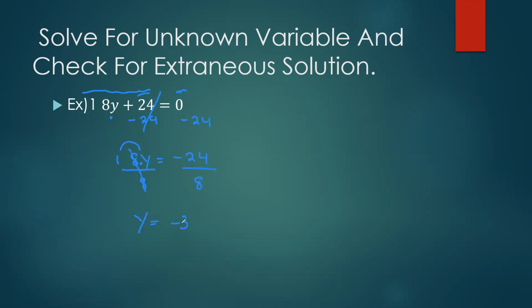Now, just because you have an answer doesn't mean it always works. So you have to check it for extraneous solutions. You're going to plug negative 3 into the original problem. And if the left side equals the right, that means it works. So it's going to be 8, replace y with negative 3, plus 24. Does that equal 0? 8 times negative 3 is negative 24, plus 24. That's 0 equals 0. That's definitely true. So this concludes that y equals negative 3.